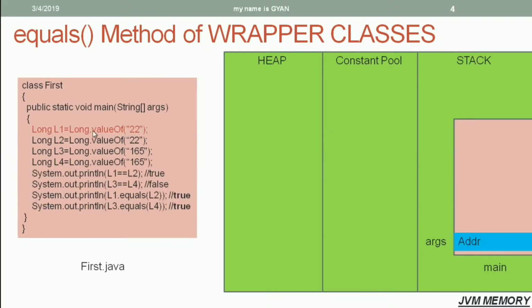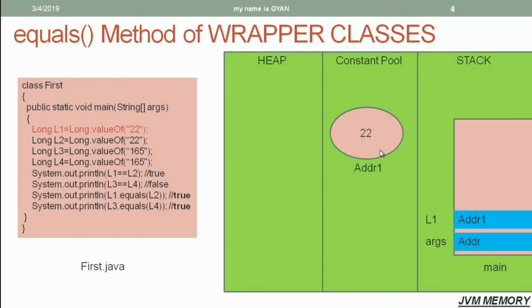In this case, we are creating a new Long object with the value 22. Since the value 22 is in the range of -128 to 127, an object which contains the value 22 will be created in the constant pool. And a reference to that created object will be stored into the reference variable L1. In the next statement, again we need to create a new Long object whose value is 22. Since this value is again in the range of -128 to 127, a new Long object has to be created in the constant pool.